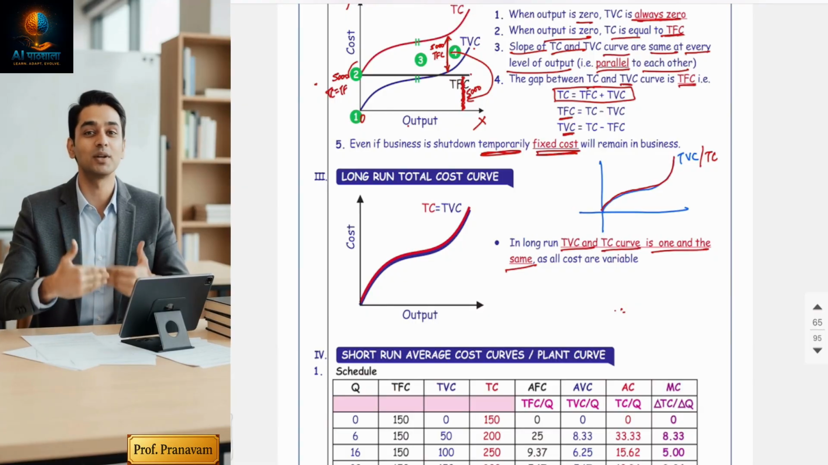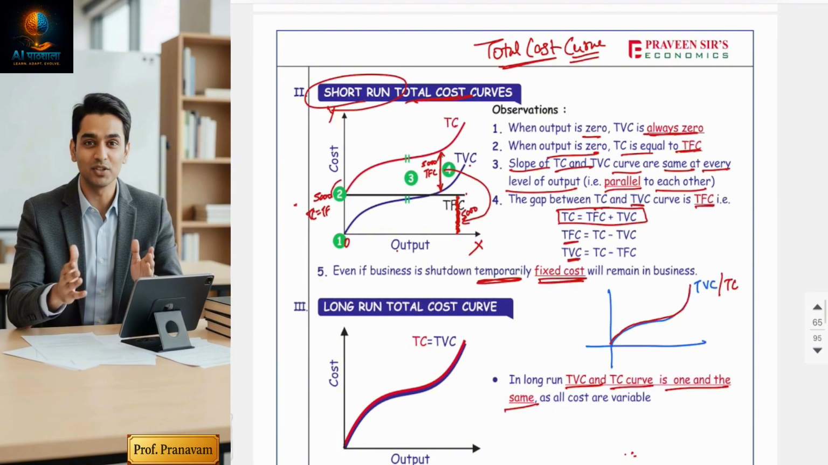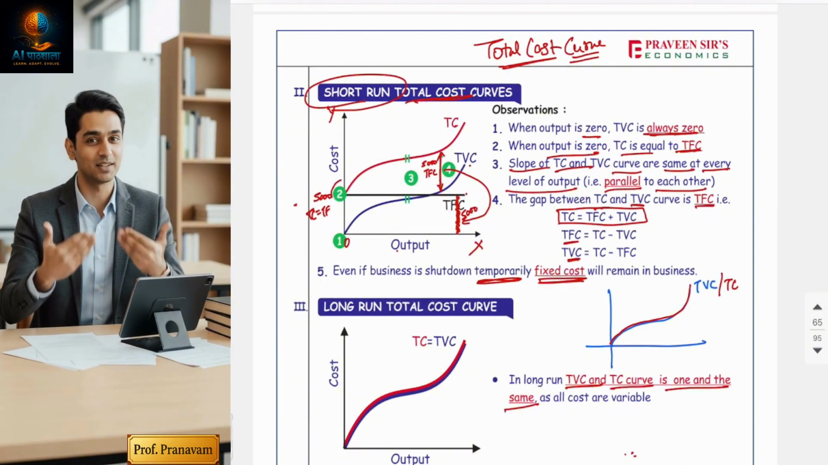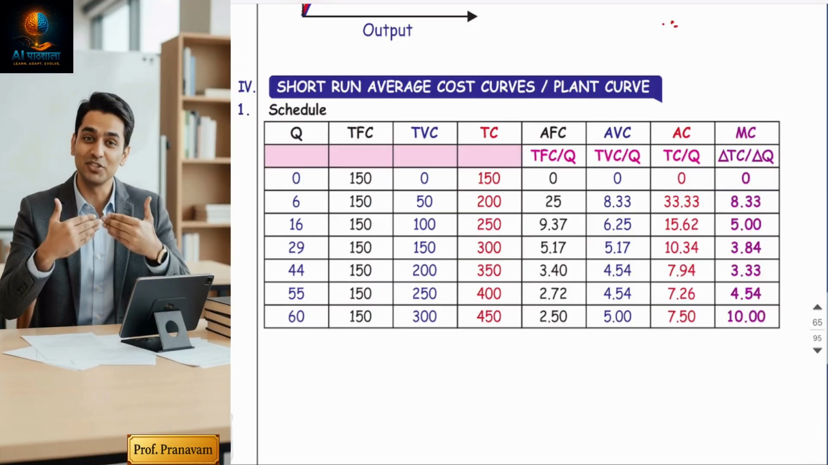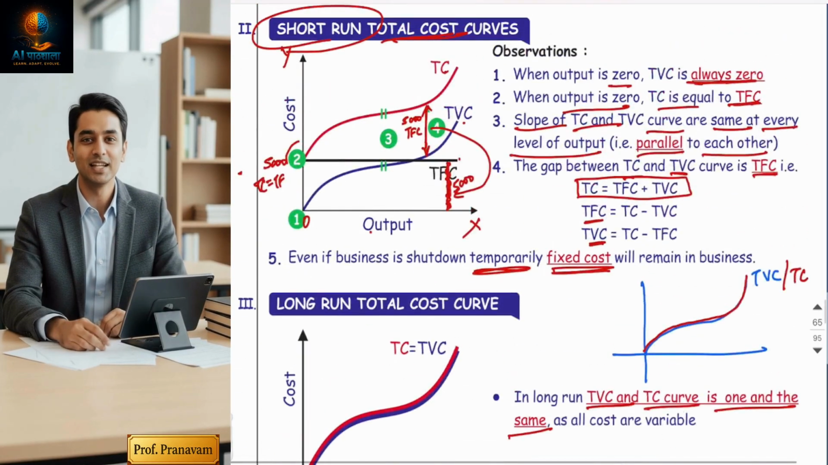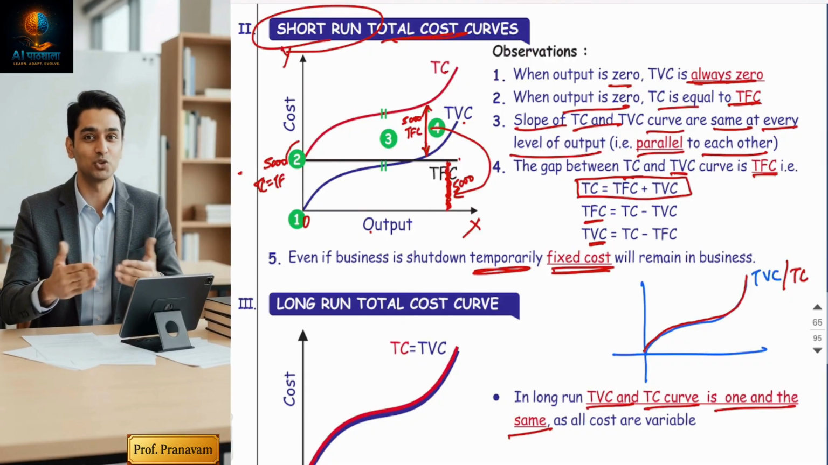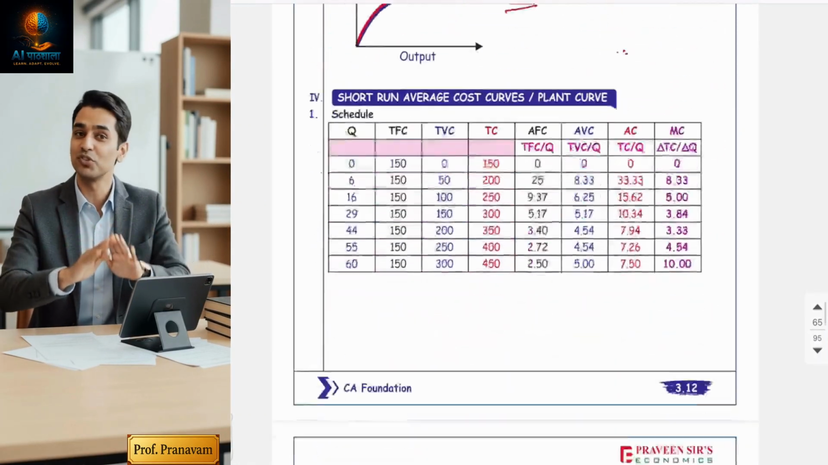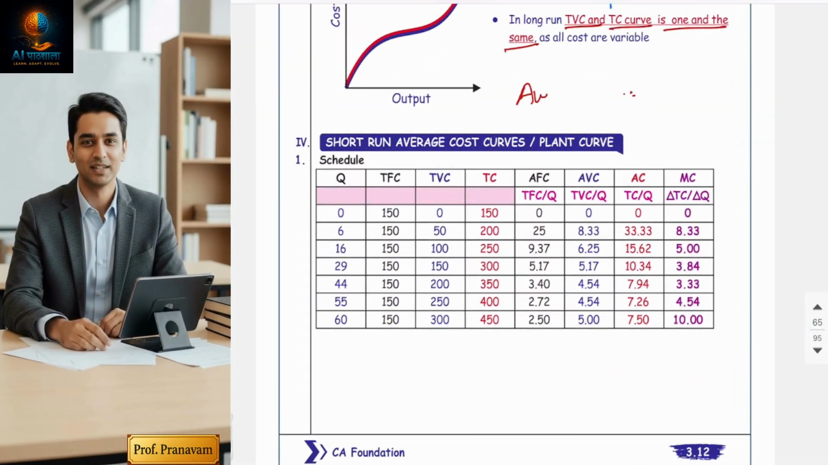Hope you understood. Yes, sir, I understood. Now, short run and long run total cost curve is done. Now comes the average cost curve. In the introduction there were 5 points to remember. In the total cost curve, short run and long run, there were 6 points to remember. Am I correct? Now my next topic is the average cost curve.